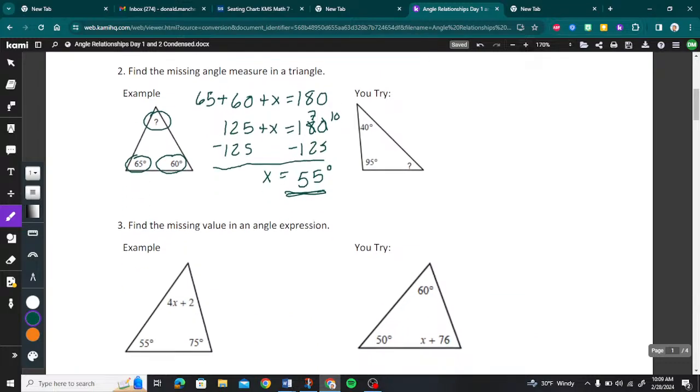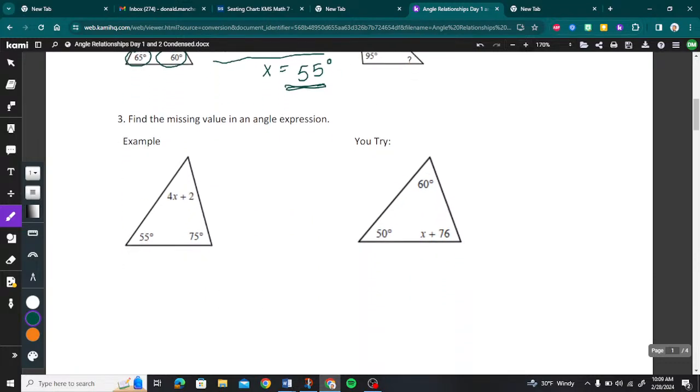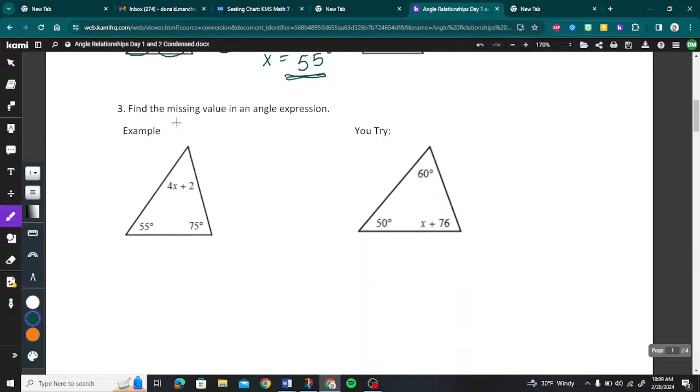The last type of problem that we have from triangles having 180 degrees in them is to find the missing value in an angle expression. What I mean by that is this. There's 4x plus 2. This is an expression. The actual angle measure we don't know, and it's also not just asking you for an angle measure, it's asking you for that value of x inside there. But we can still do the problem based off the same method.